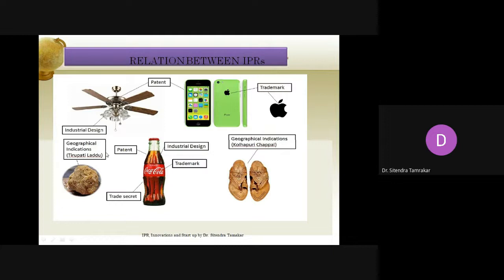GI is the Tirupati Laddu, and also the Kolhapuri Chappal, maybe. So these are the IPRs, and how they can be mapped to inventions.